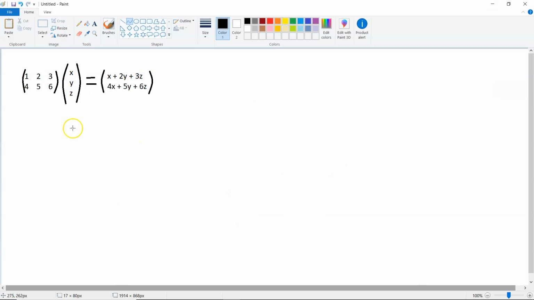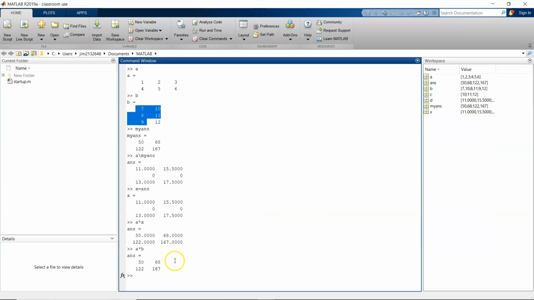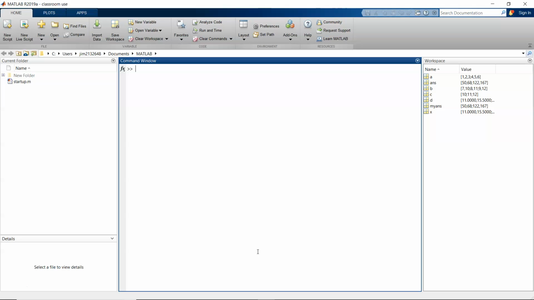But there's more than one answer to this problem. That's the trouble. You've got two equations, three unknowns. There's an infinite number of answers to this problem. So let's stick with three equations and three unknowns, or four equations and four unknowns, and so forth, because those will have a unique answer. Let's go back to MATLAB now. So clear out the command screen.